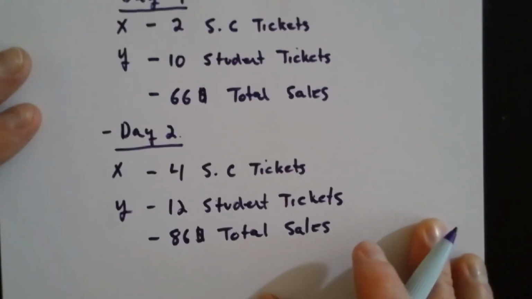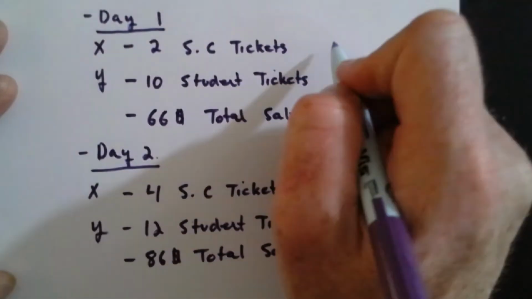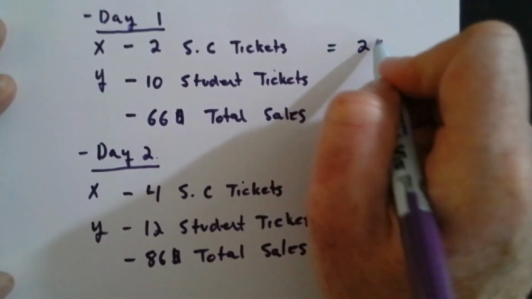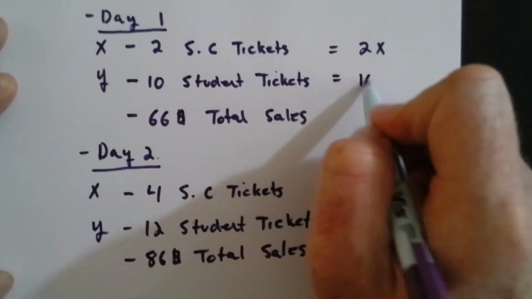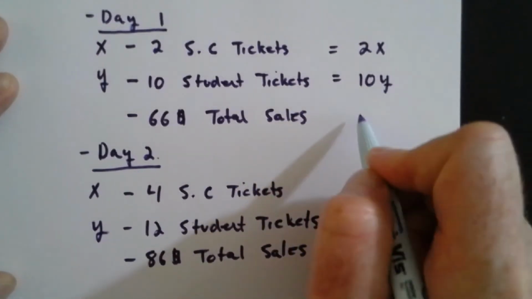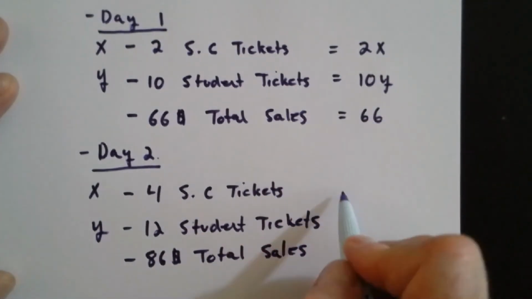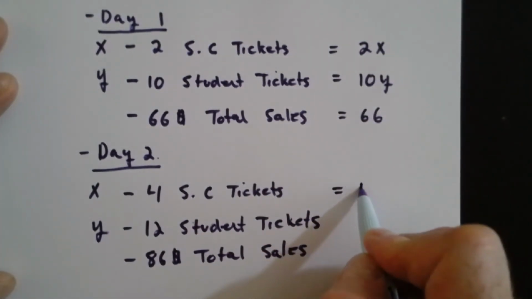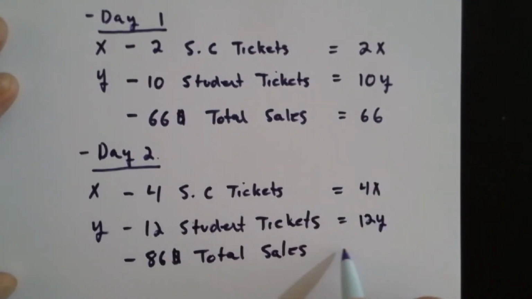All right, so let's go ahead and write the equations out here. So we have that's equal to 2x. This is equal to 10y. And of course, this is equal to 66. This is equal to 4x. This is equal to 12y. And this is equal to 86.